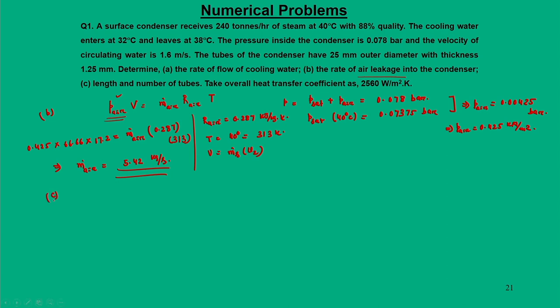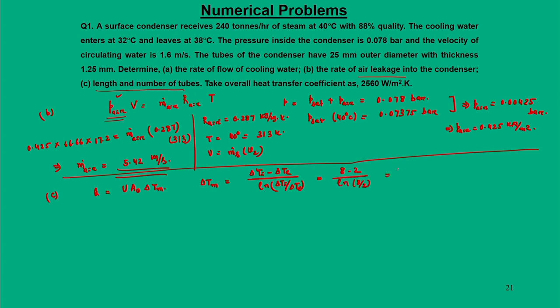The third part: we need to calculate the length and number of tubes. For that, we have to bring in the overall heat transfer coefficient, U A0 into delta T m. Now, this delta T m is equal to delta T I minus delta T E divided by ln of delta T I by delta T E, that is 8 minus 2 by ln 8 by 2. So, this number is 4.33 degree centigrade. U is given as 2560 watt per meter square Kelvin.